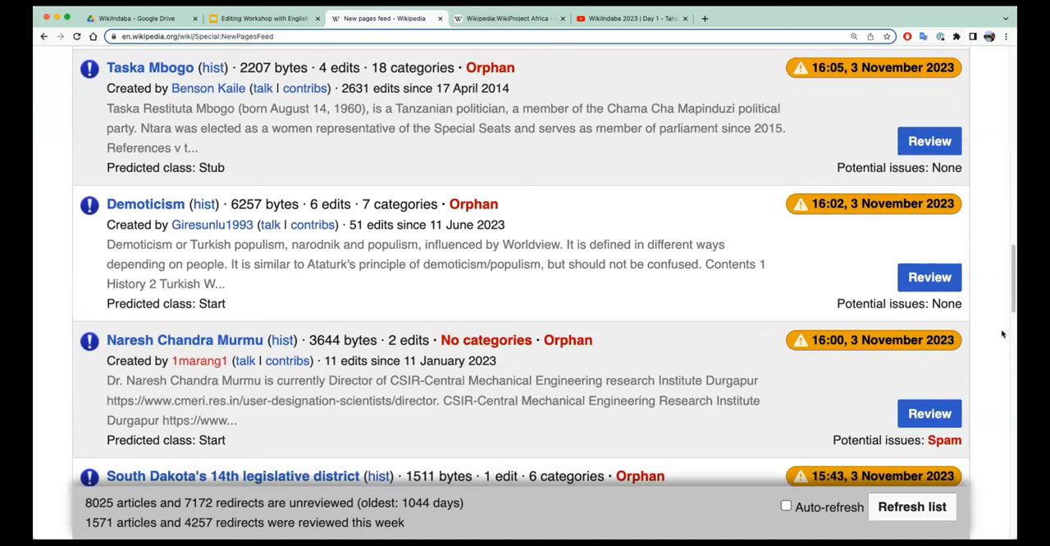If I see someone with 11 edits has created a new article, hasn't written anything on their user page, no categories, it's an orphan, it's potential spam, I'm going to have a very low threshold of thinking about that particular article. If they had 111,000 edits, probably they wouldn't say spam, no categories, and orphan. So this is my encouragement again, build up your edit count before you write a new article, because this is what we're seeing. Let's just click on one. Let's click on Naresh Chandra.